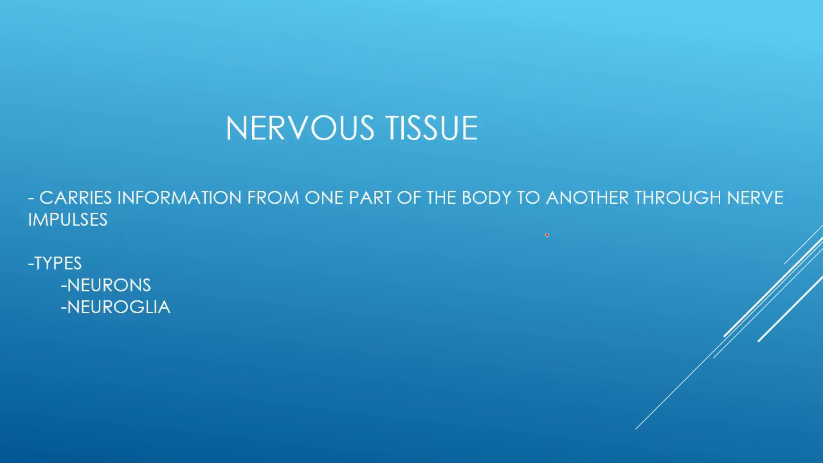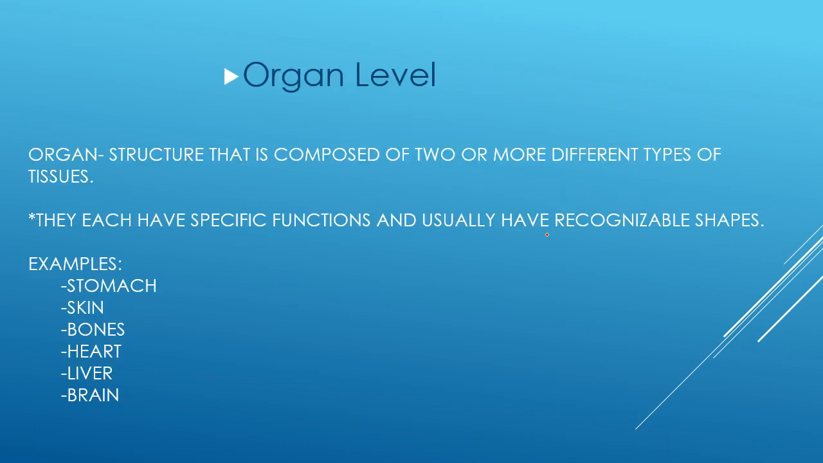Nervous tissue, we have neurons and neuroglia. So with nervous tissue, this is going to be how we carry information from one body part to another. Neurons are going to be the ones that actually do this. Neuroglia are actually going to be the supportive cells and protective cells. So neuroglia, neuro for neuron, glia, glue, so neural glue. So they help hold the nervous system together.